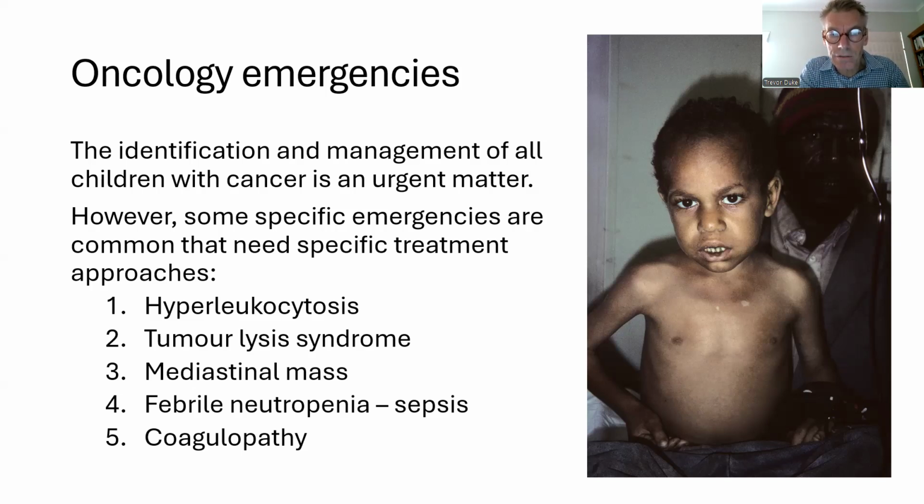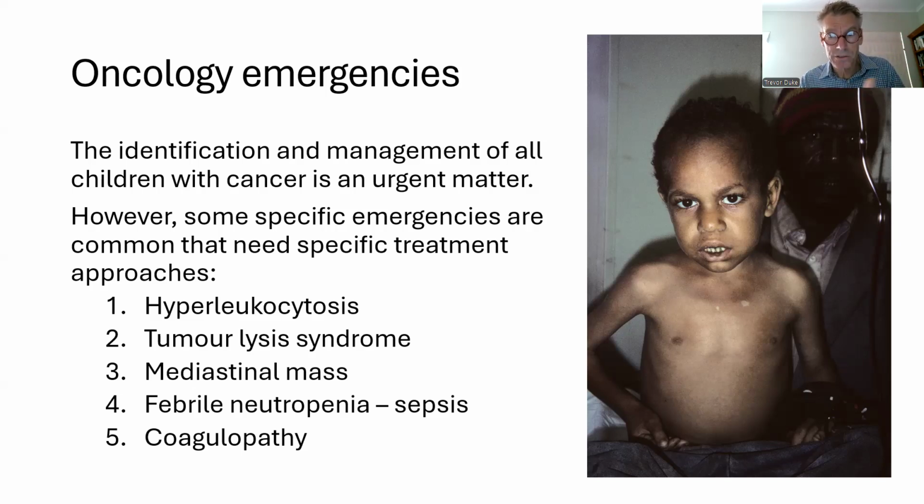Firstly, the condition of hyperleukocytosis. Many children with leukemia present with leukocytosis. They've got a high white cell count, but there's a small proportion of children who have leukemia that have a very high white cell count when they present, and that poses some specific problems, and it requires an emergency response.